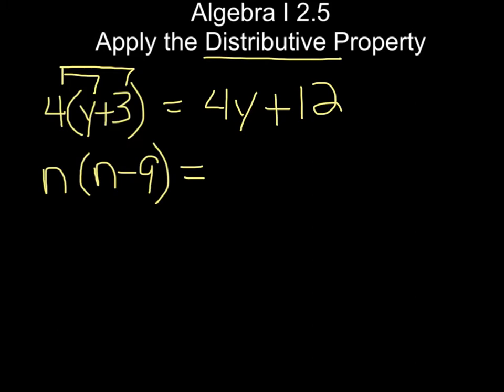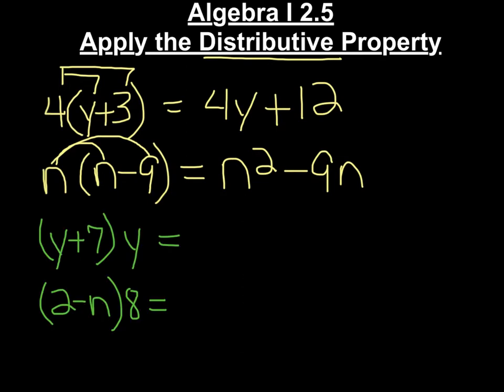We are going to distribute this n that's outside the parentheses. So you have n times the quantity of n minus 9. We distribute the n to n. N times n is n squared minus n times 9 is 9n. So you have equivalent expressions.